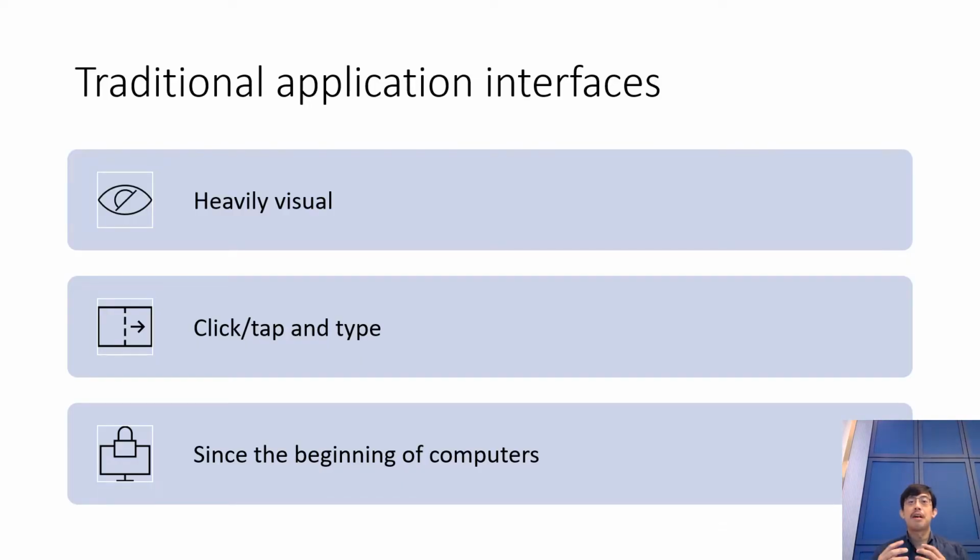First, let's picture in our mind a traditional app interface. It is heavily visual, either with text or UI, and you are typically required to click or tap around and type something occasionally. And it's been like that since the beginning of computers.